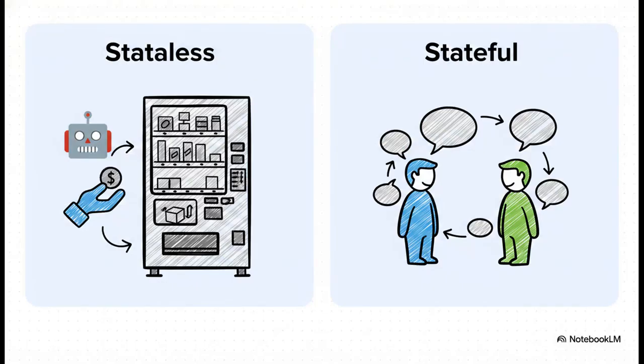One of the first and most important choices you'll make is whether your server is going to be stateless or stateful. A stateless server is basically like a vending machine. You put in a request, you get a result, and that's it. The machine forgets you were ever there. It's perfect for simple, one-off tasks. A stateful server, on the other hand, is more like having a real conversation. It remembers what you talked about last. This is totally essential for more complex tools, where you have a multi-step process or a back-and-forth interaction.